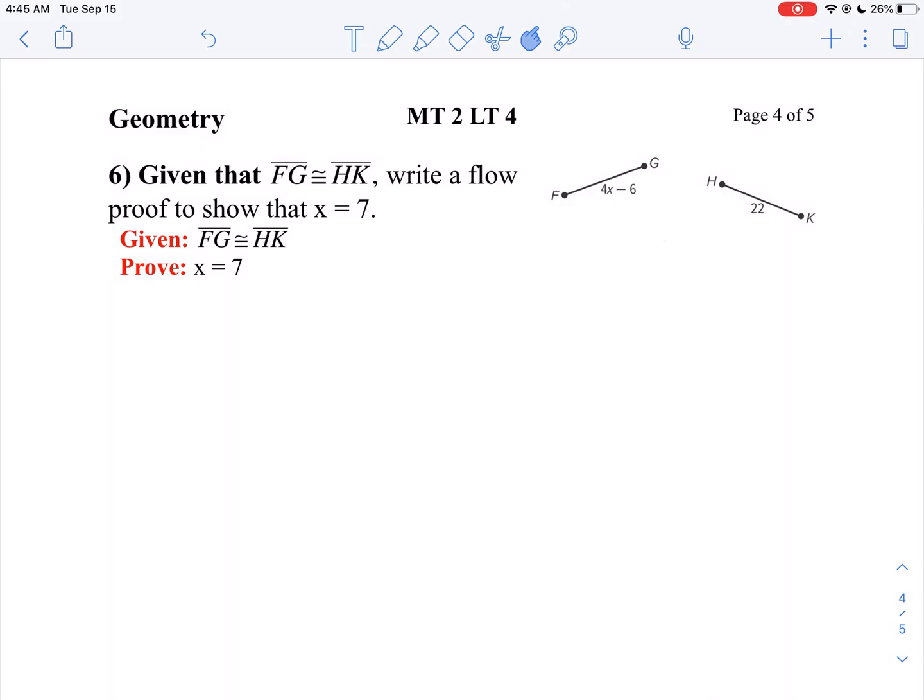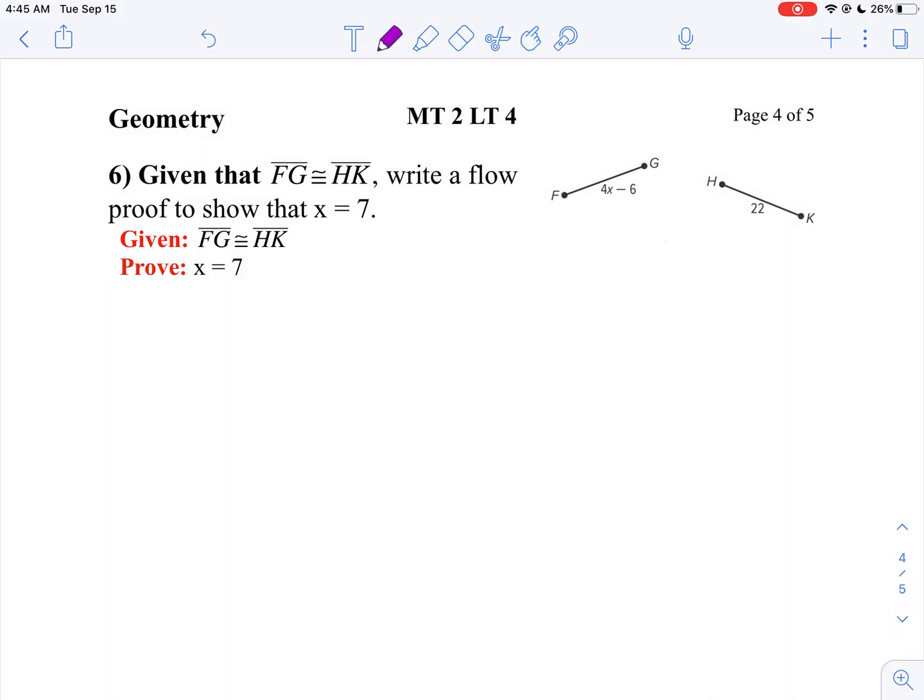When you follow an assignment, you do what it says. If it says to write a two-column proof, you write a two-column proof. If it says to write a flow proof, you write a flow proof. If I don't tell you either one, you can decide. But make sure you follow directions. I'm going to show you another reason in this chart that we haven't come across here. We're given that segment FG is congruent to segment HK. We want to write a flow proof to show that x equals 7.